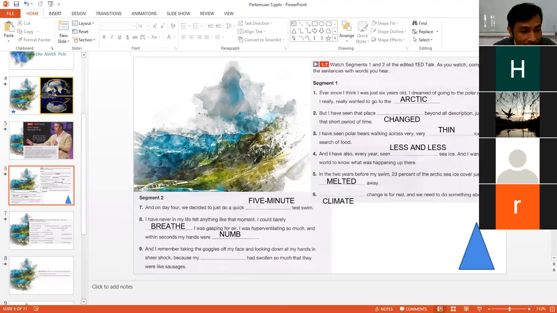Number 9. You're in freezing cold water, but actually you're on fire. I swam as hard as I could for 5 minutes. I remember just trying to get out of the water. I climbed out of the ice, and I remember taking the goggles off my face and looking down at my hands in sheer shock because my fingers had swollen so much that they were like sausages.